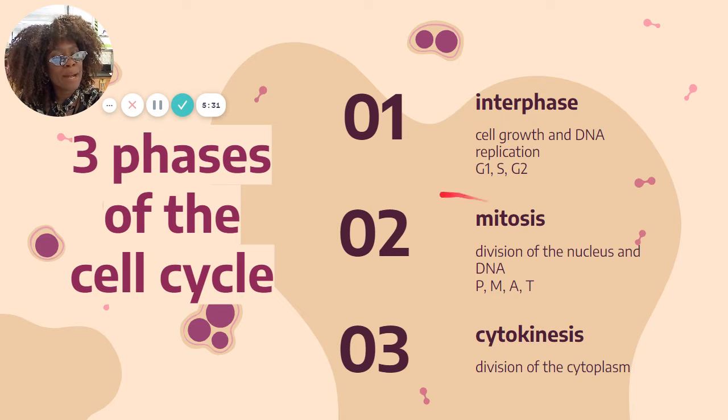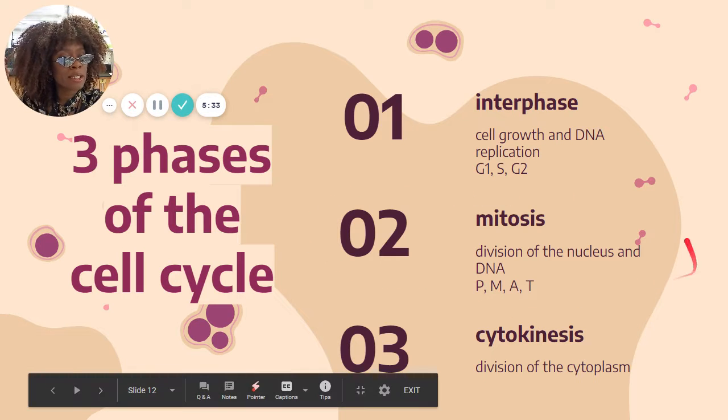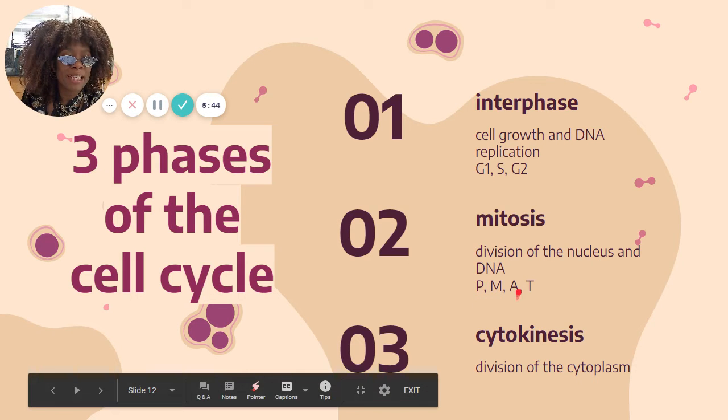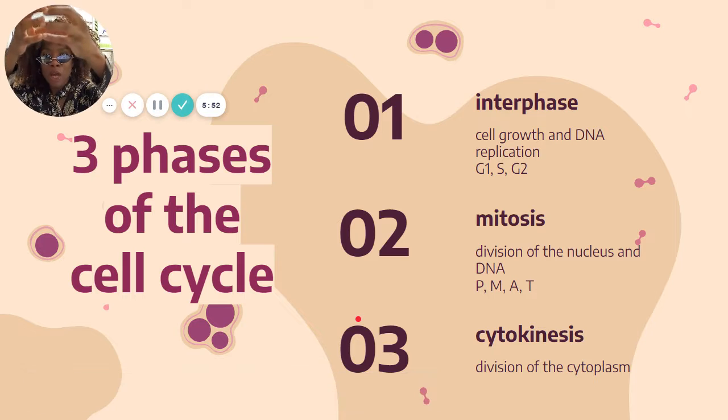Good job. Mitosis. Mitosis is the part that we're going to focus on today, and that's going to be division of the nucleus. And of course, if you divide a nucleus, what's inside of the nucleus? DNA. So prophase, metaphase, anaphase, and telophase, we're going to go in depth about those. And of course, cytokinesis, which is just that final stage in which the cytoplasm, aka the jelly inside of the cell, is going to divide, and then you'll end up with two separate cells.